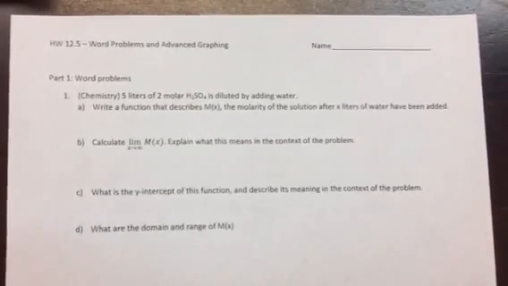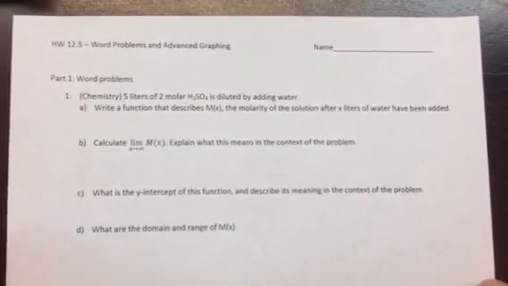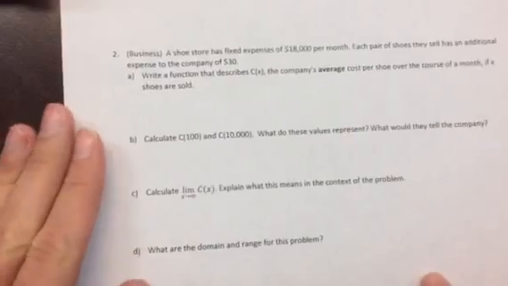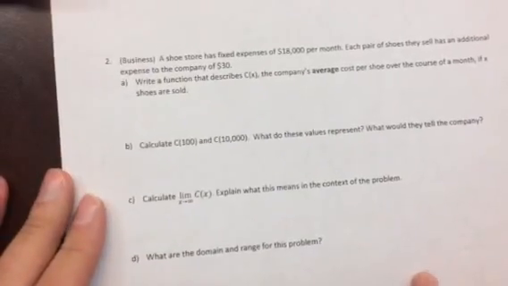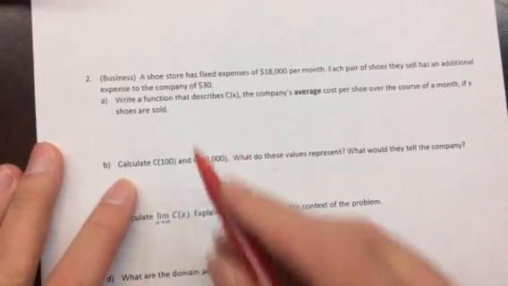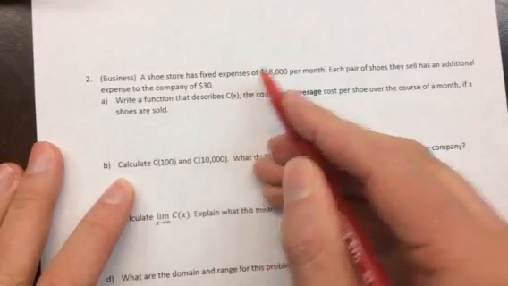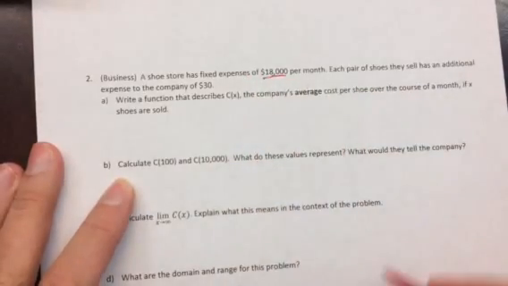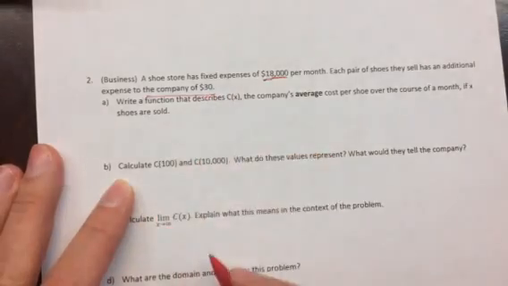All right, so on this homework, we are doing word problems in advanced graphing. I think the word problem I will do is the second one, and I'll only help with part of it, making sure you get the function set up. A shoe store has fixed expenses of $18,000 per month. Each pair of shoes they sell has an additional expense to the company of $30.